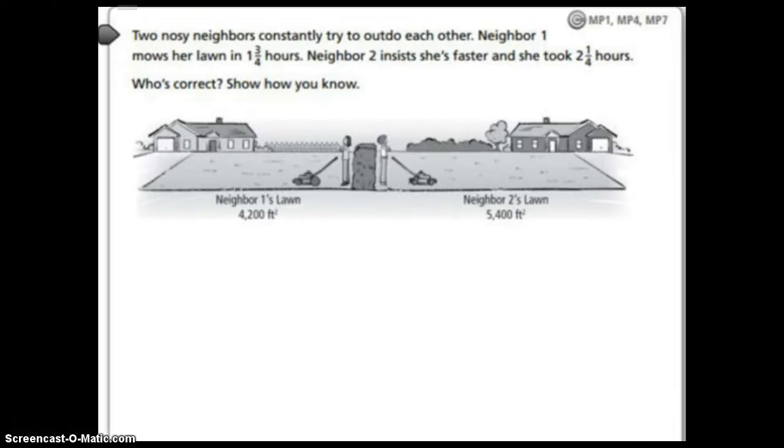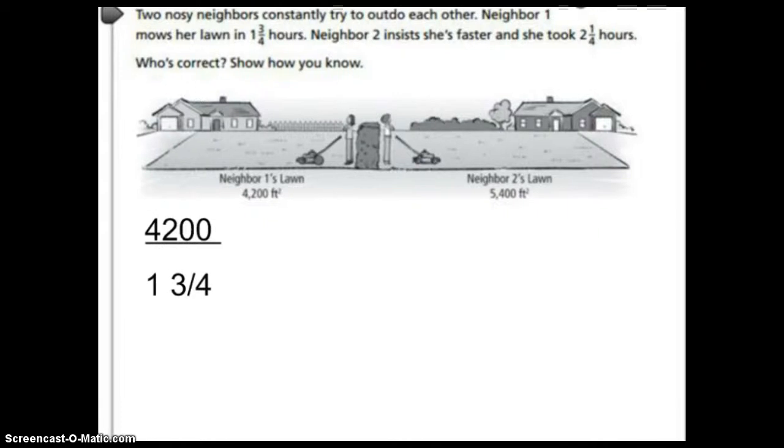The first thing you want to do to compare who's actually faster would be to take the square feet and find the square feet per hour, which means you want to take the number of square feet and divide that by the amount of hours for each neighbor. So for neighbor 1, you'd take 4,200 divided by 1 3/4. But that's not easy to work with because 1 3/4 is a mixed number, so you'd want to change it to an improper fraction, which would be 4,200 over 7/4.